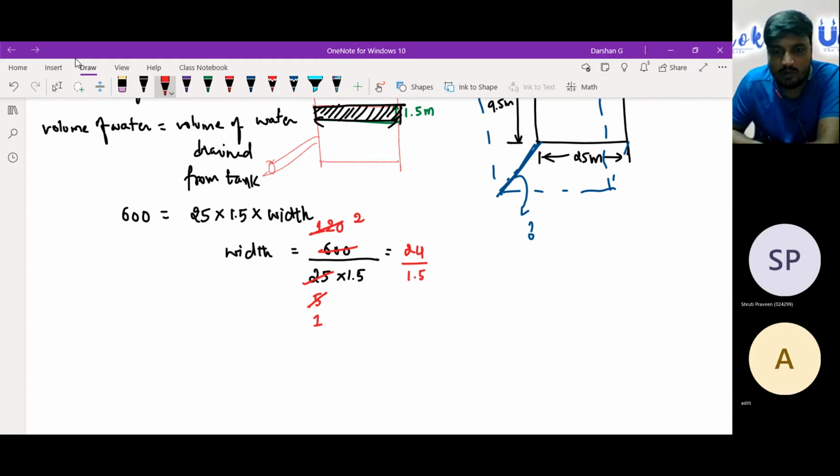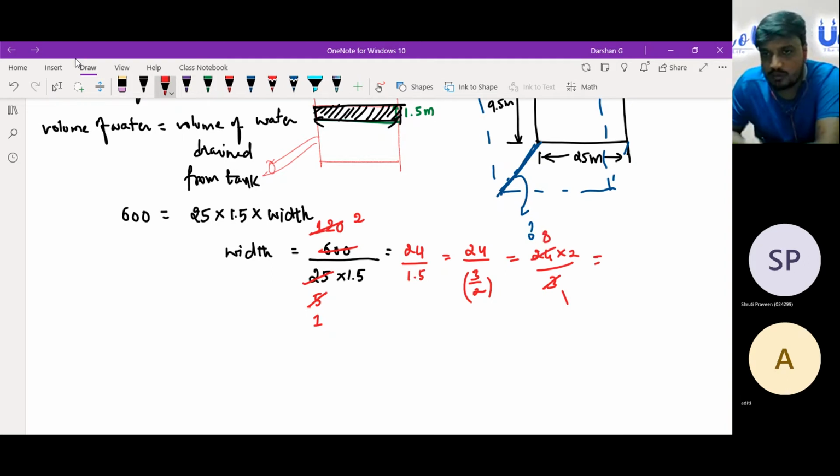Divided by 1.5. 1.5 can be written as, yeah, actually I was right. I just got confused. 3 by 2. I can write this as 3 by 2. This will be 24 into 2 divided by 3. So 3 eights are 24. Next is 2 fours are 8. Answer is 16 meter. The width is 16 meter. Shruti has got that answer.